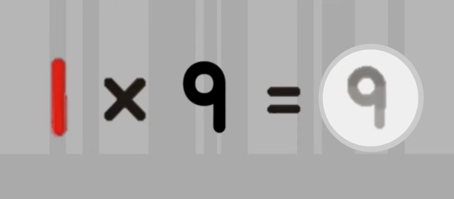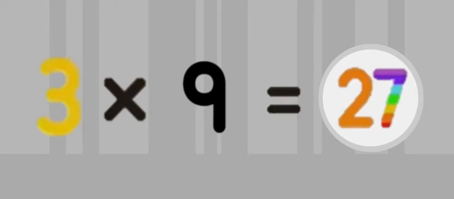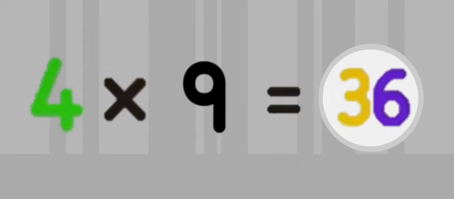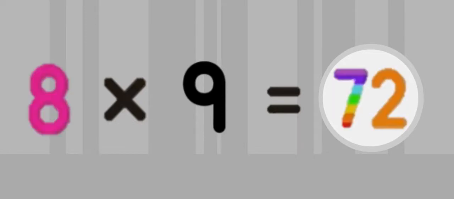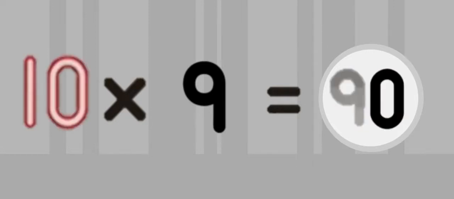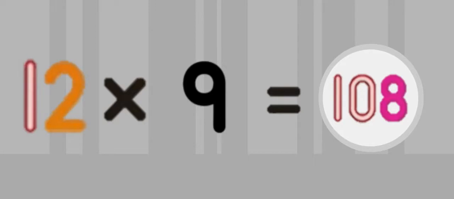1 times 9 is 9, and 2 times 9 is 18. 3 times 9 is 27, and 4 times 9 is 36. 5 times 9 is 45, and 6 times 9 is 54, 7 times 9 is 63, and 8 times 9 is 72. 9 times 9 is 81, and 10 times 9 is 90. 11 times 9 is 99. 12 times 9 is 108.